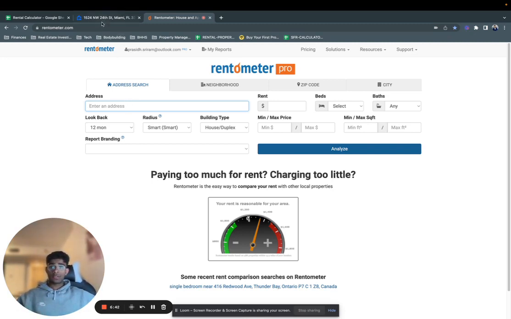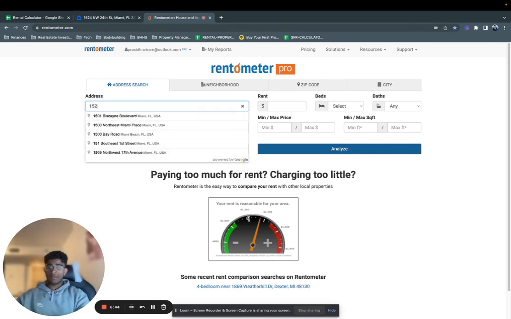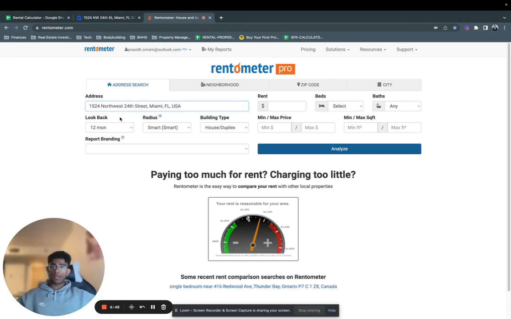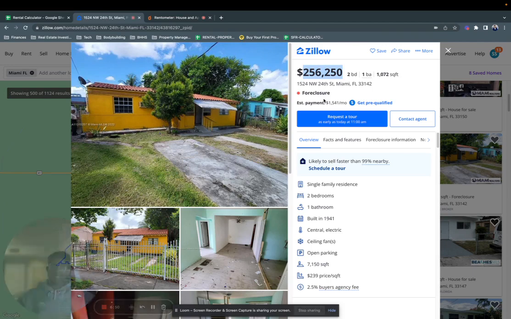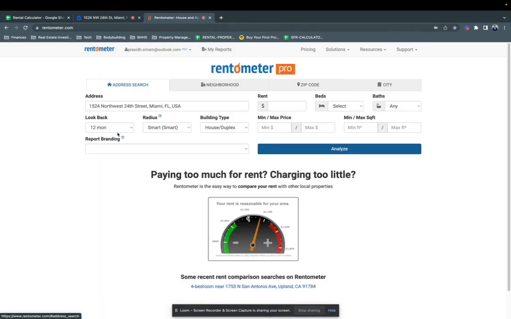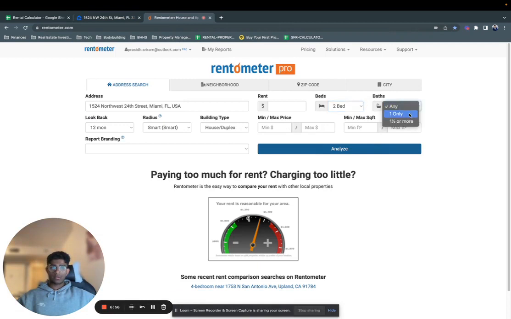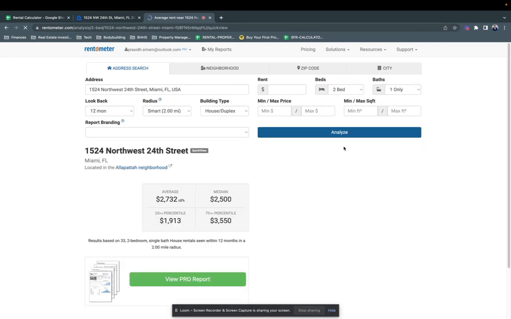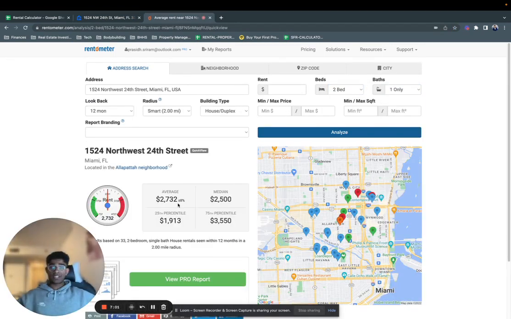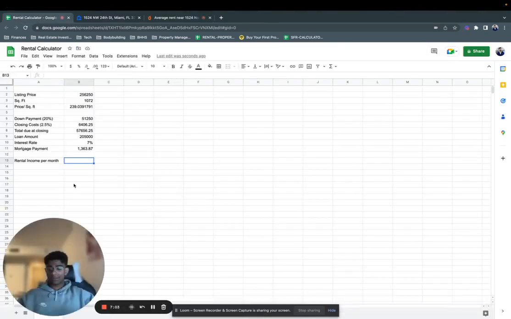So all I have to do is plug in that address, 1524 Northwest 24th Street, Miami, Florida. It is a 2-bed, 1-bath property. Average is 2732, so we'll plug that in.